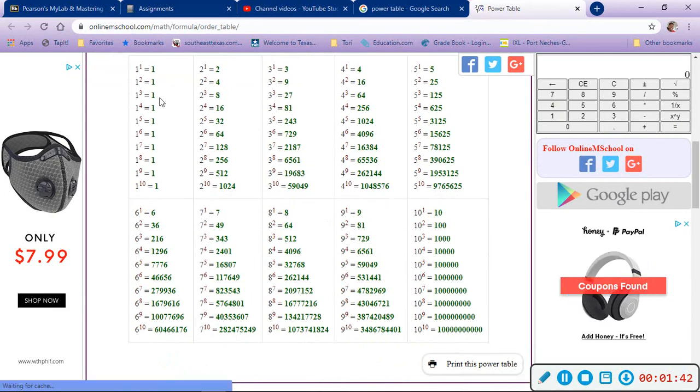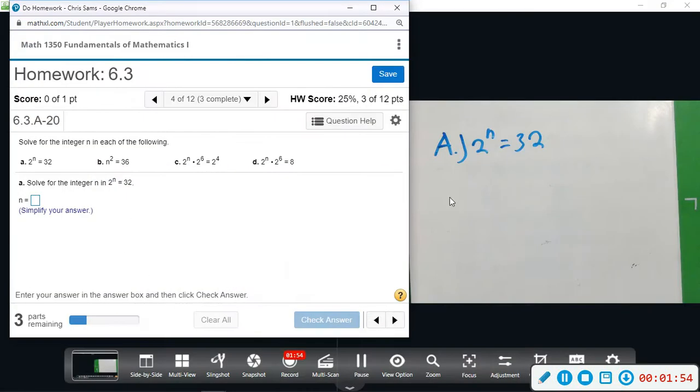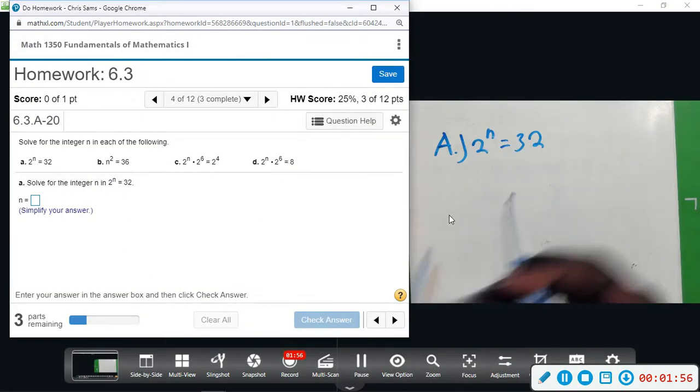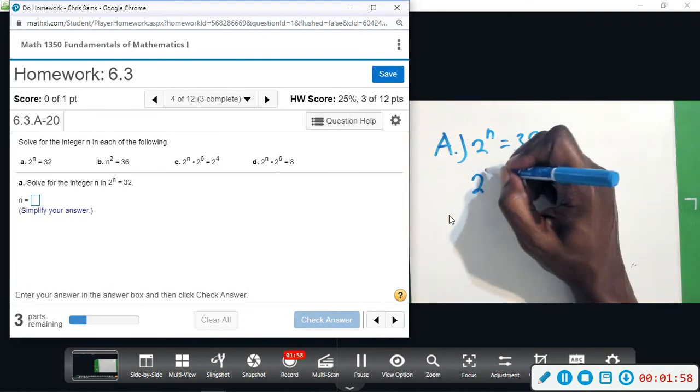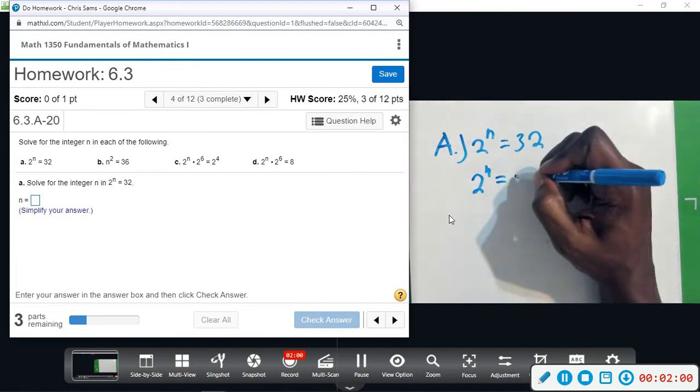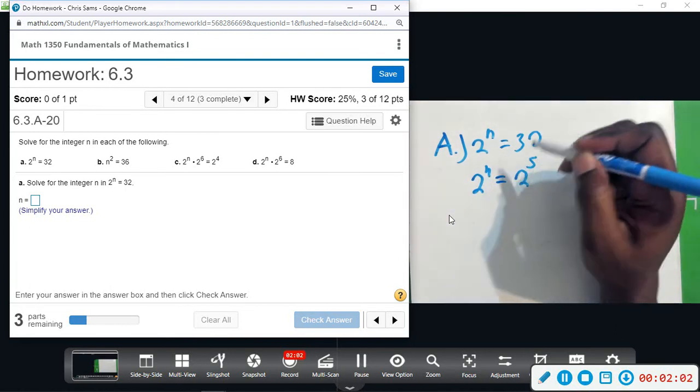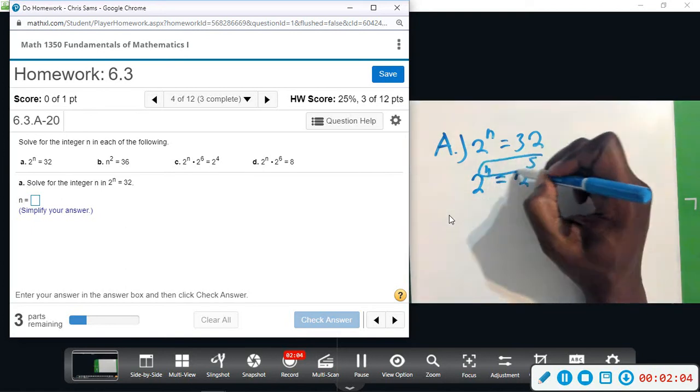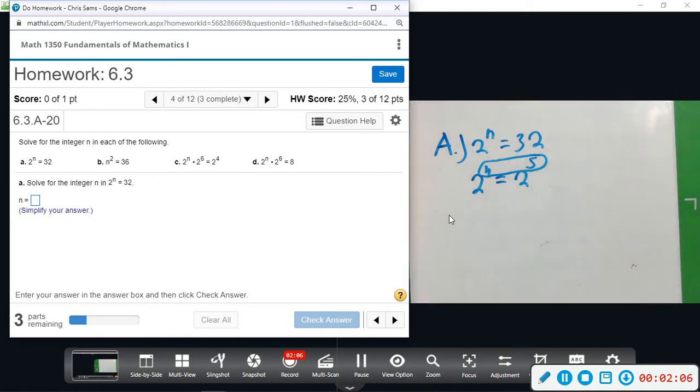Okay, so it shows you 1 up to the 10th power, 2 all the way up to 10 to the 10th power. We were looking at 2, we're looking for 32 right here. 2 to the 5th power is 32. So now that we know that, we can say 2 to the nth is equal to 2 to the 5th. And that lets us know that n equals 5, once we can write it in the same form.